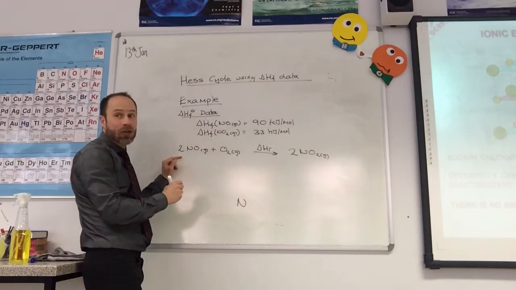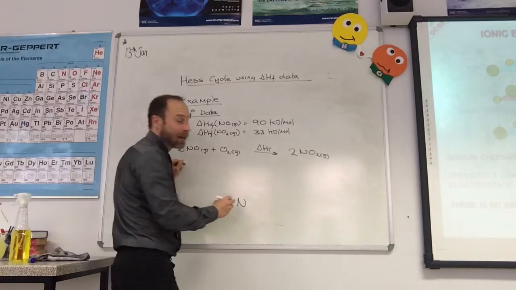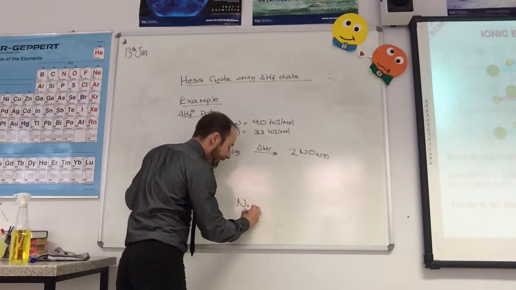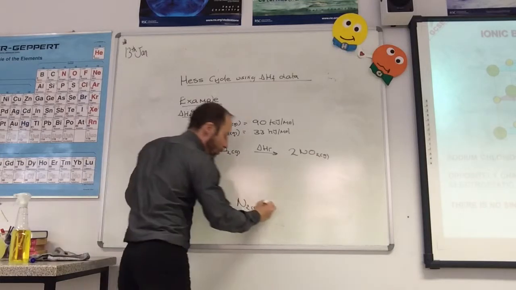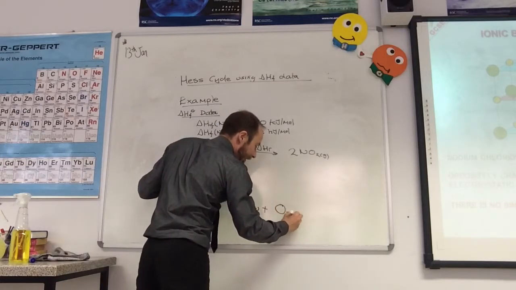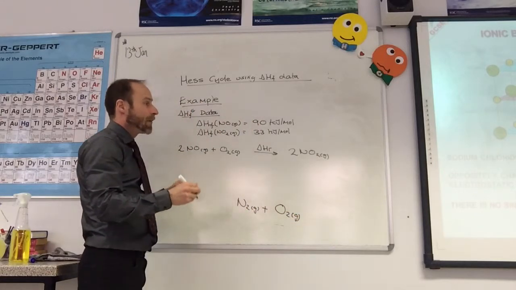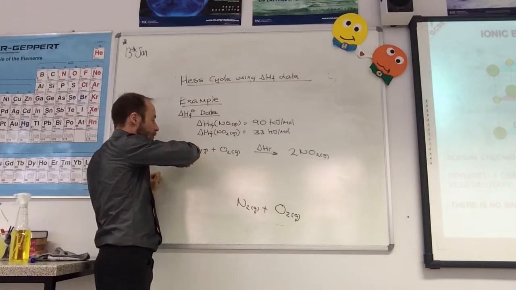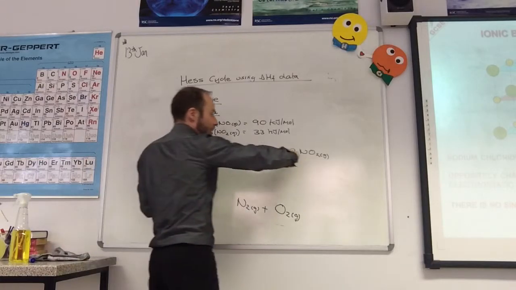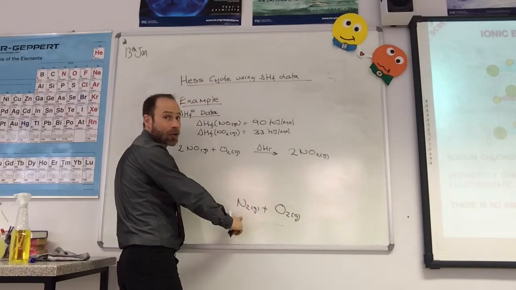How would I write nitrogen as an element? N2, and it's in the gaseous state. And I've also got oxygen, O2, in the gaseous state. Now the number of atoms should balance. So I've got 2 nitrogens there, 2 nitrogens there, 2 nitrogens there.